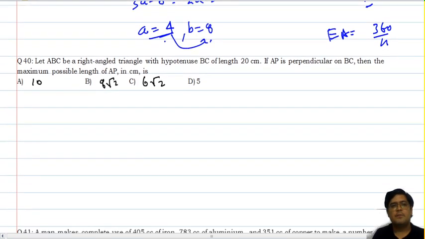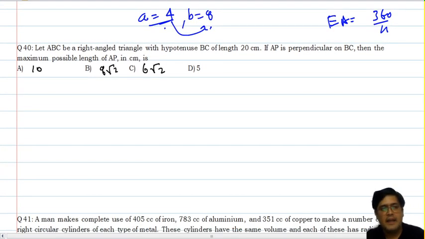Let us try this. Let ABC be a right angle triangle with hypotenuse BC of length 20 centimeters. P is perpendicular to BC, then the maximum possible length of AP in centimeters is?